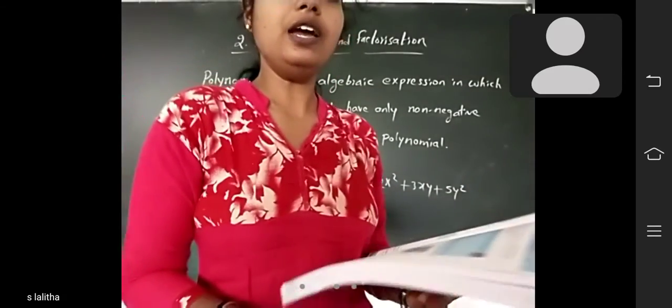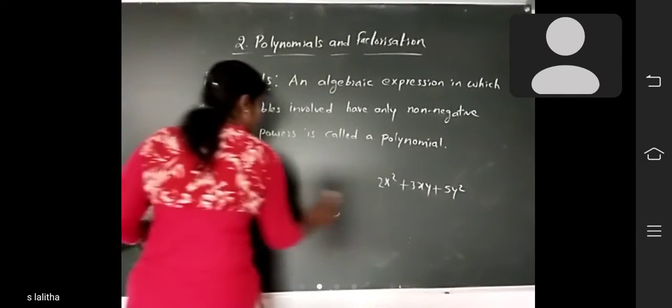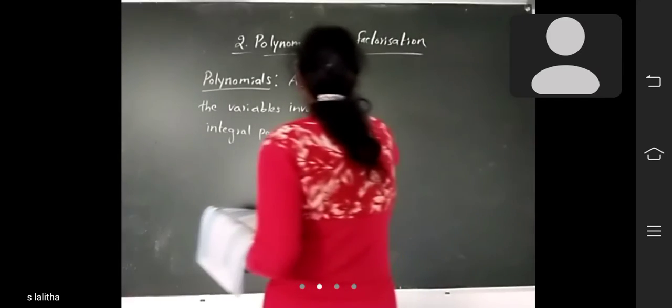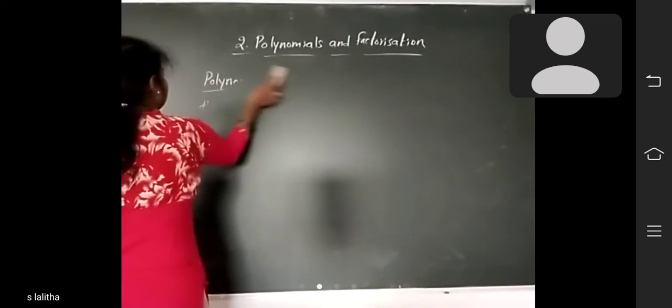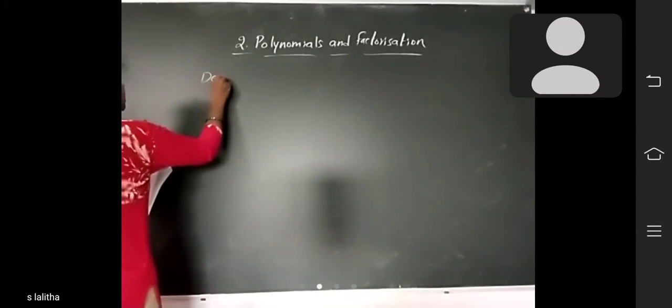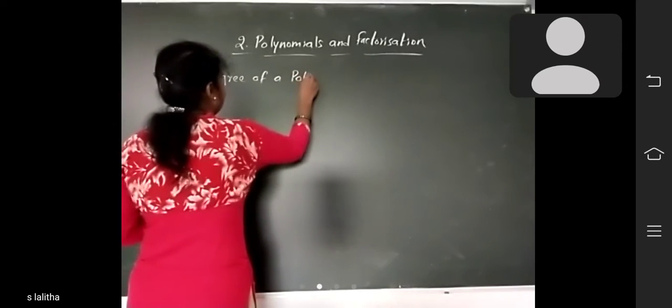Next, degree of the polynomial. What does degree of the polynomial mean, children? Already you learned it in 8th class. The degree of the polynomial is the highest degree of the variable. Put the heading: degree of a polynomial.